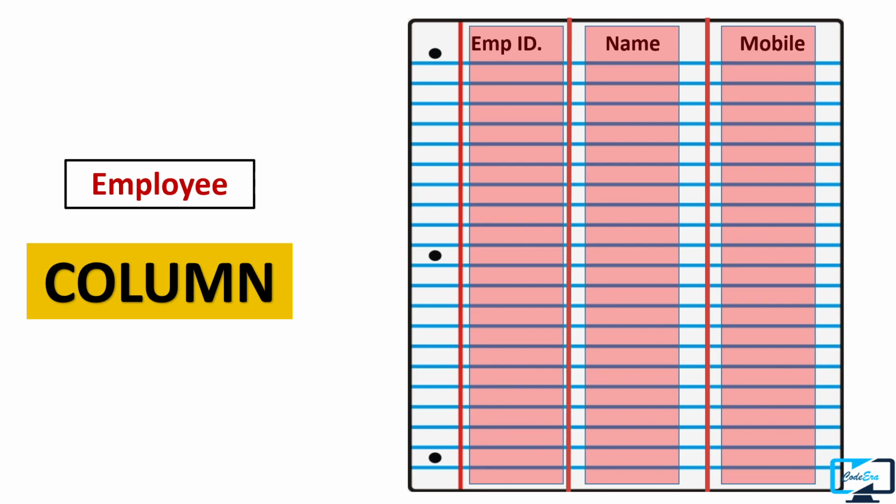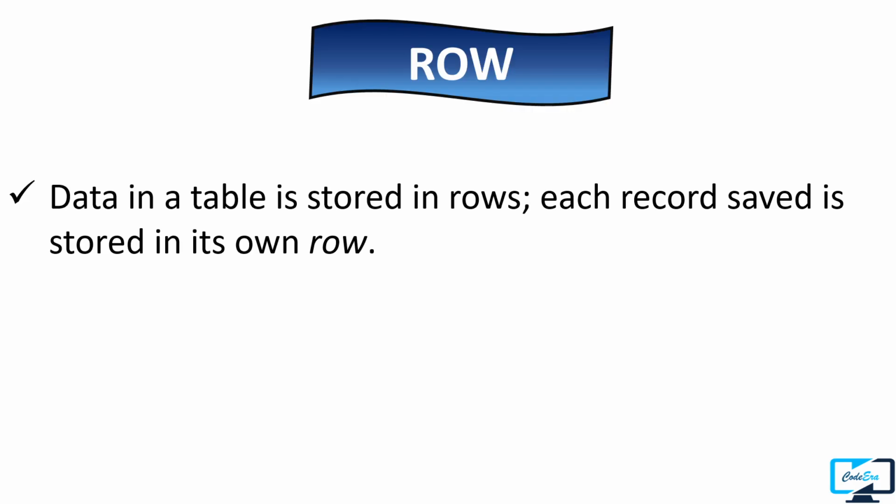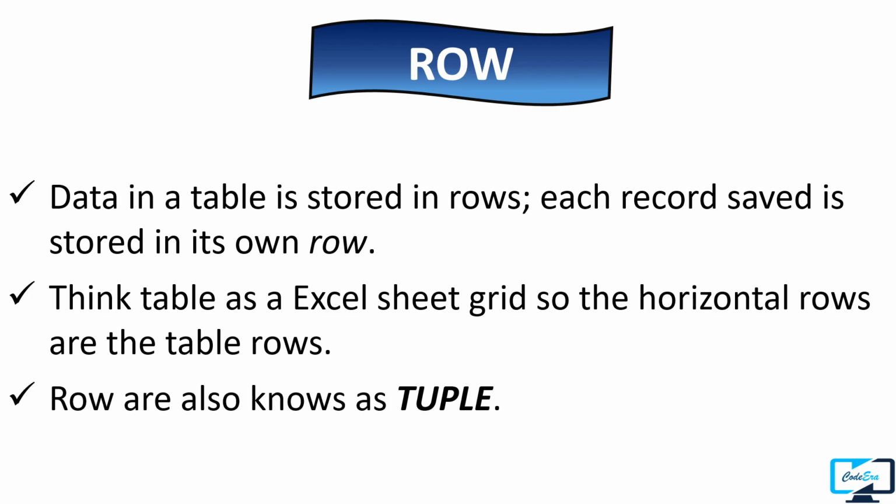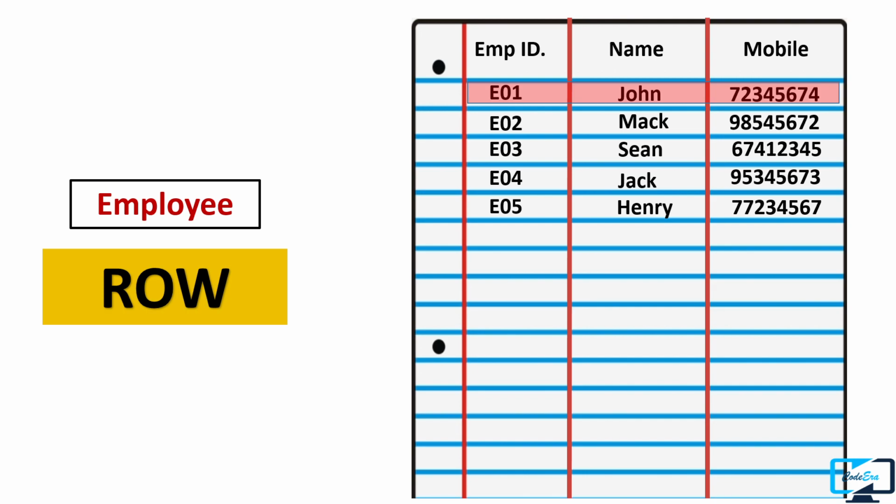So now the next term is row. So each time we store the data in a table, the data is stored in the rows. So row is the data record within the table. So you can think of an Excel sheet where the horizontal rows in the grid are the table rows. And the row is also called tuple. So don't be confused. So for example, in the employee table, these 5 records in the table are the rows. So this is the first row, and this is the second row and so on.